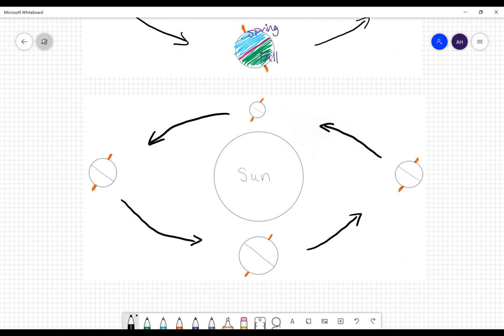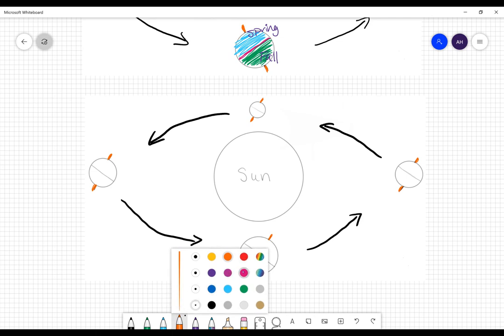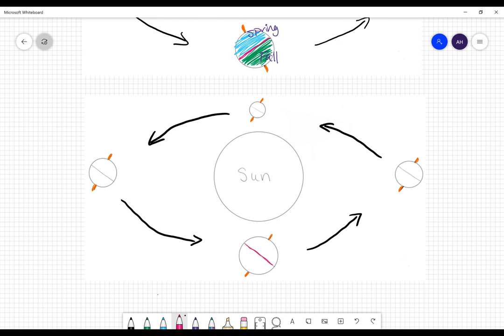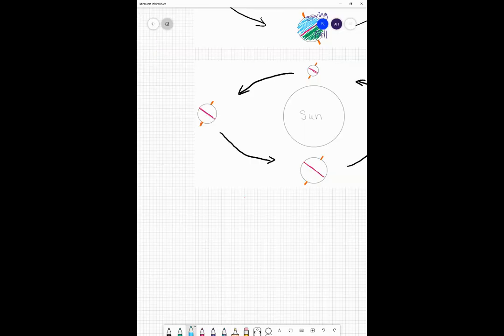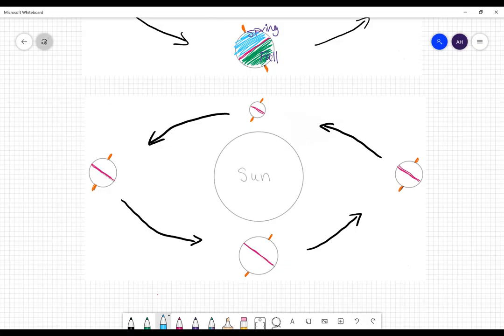All right, now I'm going to finish color coding. I'm going to do Earth's equator next. I had that in pink. All right, so I'm doing the equator on all of them. All right, now that I've got the equator, I'm going to do the northern hemisphere. All right, so I'm going to color in northern hemisphere.